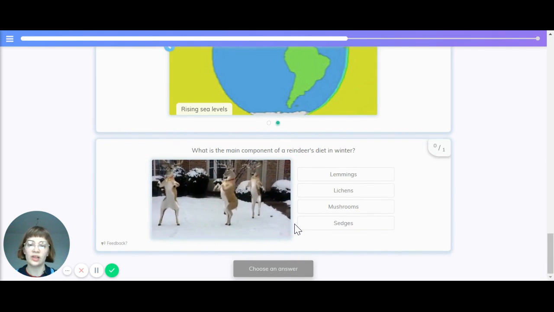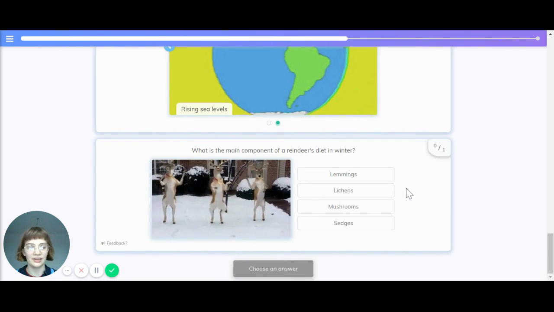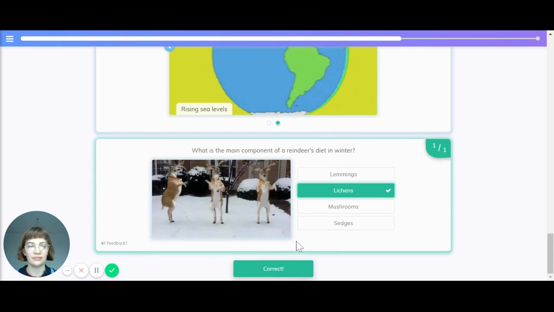Another quick recap question. What is the main component of a reindeer's diet in winter? Is it lemmings, lichen, mushrooms, or sedges? The correct answer is lichen.